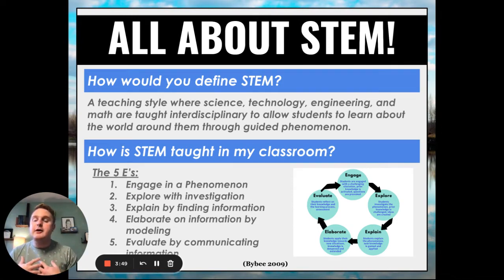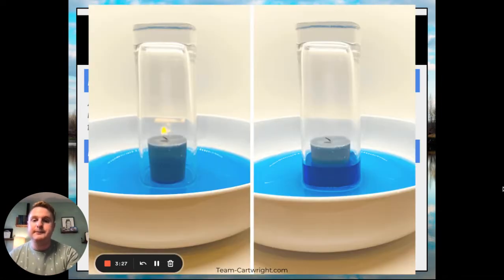So how is STEM taught in my classroom? It is with the 5E strategy. We usually engage in a phenomena, then we explore by investigating, then explain by finding out more information from the investigation that we did with the data that we probably collected. We elaborate on that information by modeling, discussing, arguing, and then we finally evaluate by communicating that information.